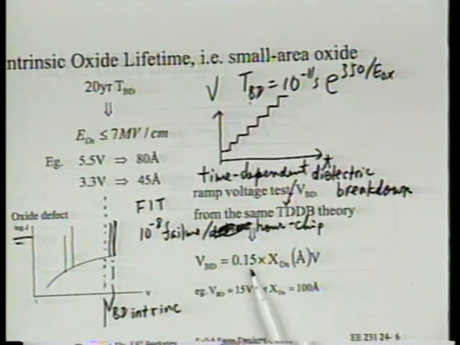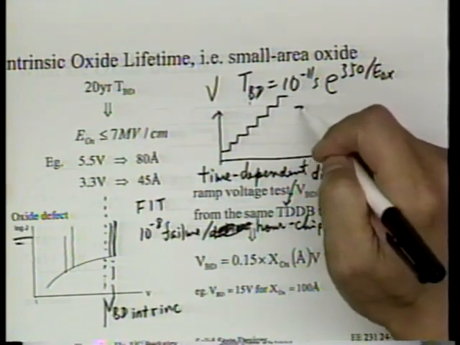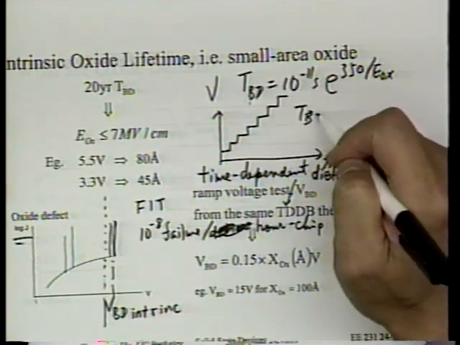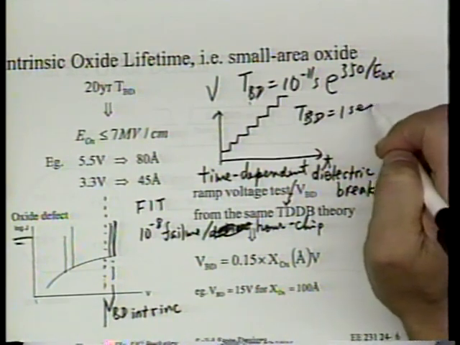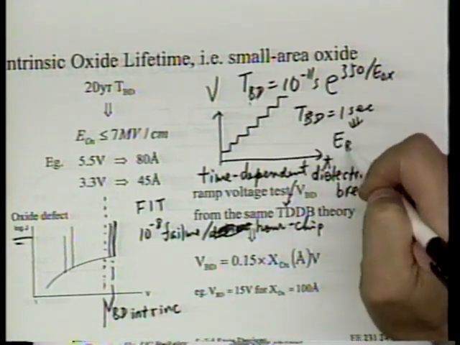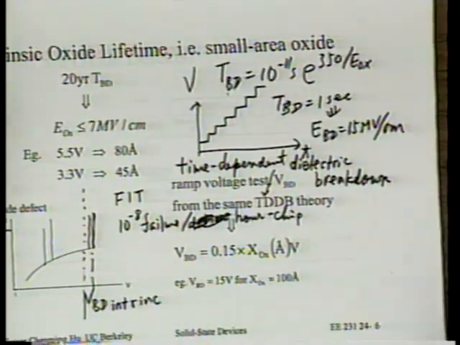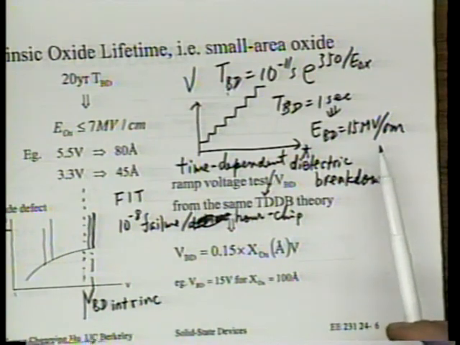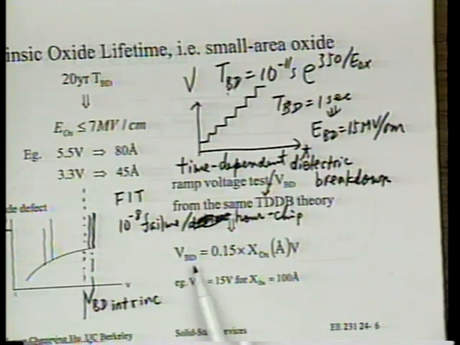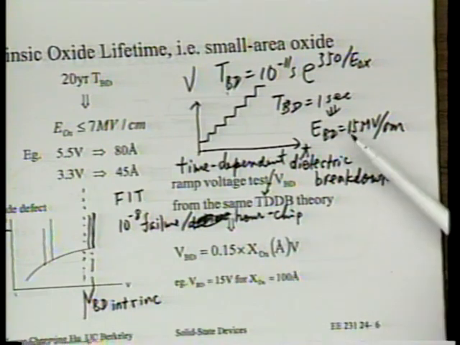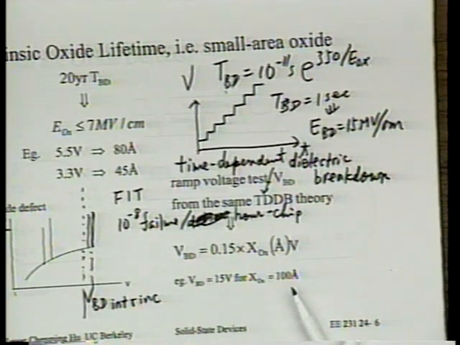So immediately you get answer is this. VBD is equal to 0.15 times the oxide thickness. In other words, the answer is for TBD equal to 1 second, you find out the EBD is equal to 15 megavolt per centimeter. Okay? 15 megavolt per centimeter can be interpreted as voltage is equal to 0.15 times oxide thickness. Just a little easier to remember. You can remember either of these two statements. They are identical. The example is that 100 angstrom oxide will tolerate 15 volts.